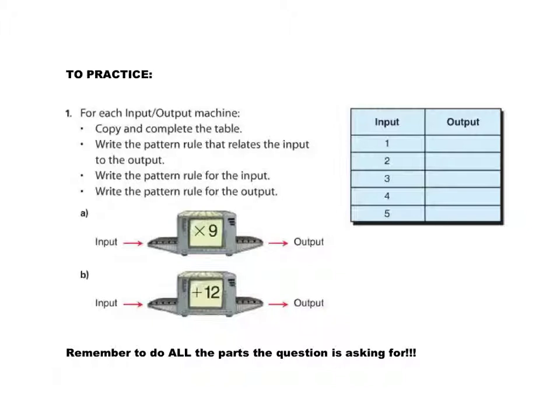So what we have to do here: 1, copy and complete each table. 2, we have to write the pattern rule, that is the input to output rule. 3, we have to write the pattern rule for the input, so that would be the input to input rule. And 4, we have to write the pattern rule for the output to output. Press pause and with your partners, do that now.